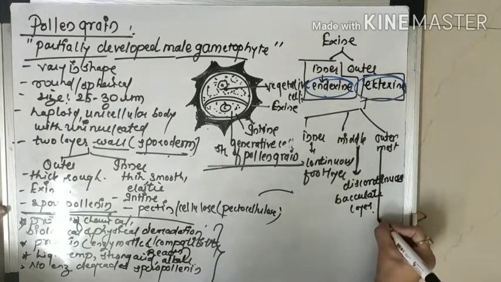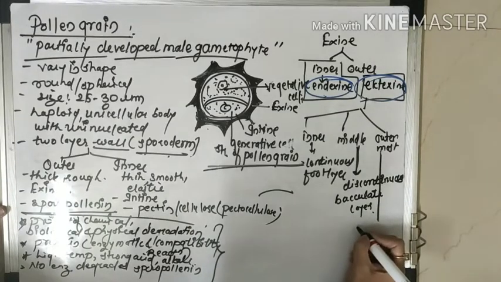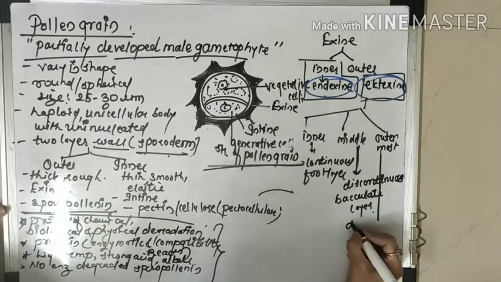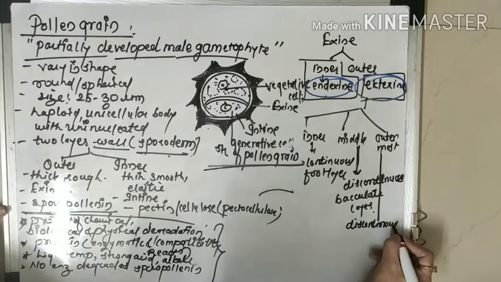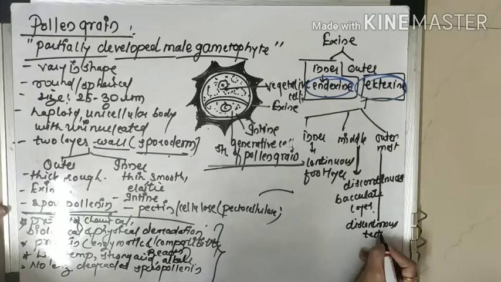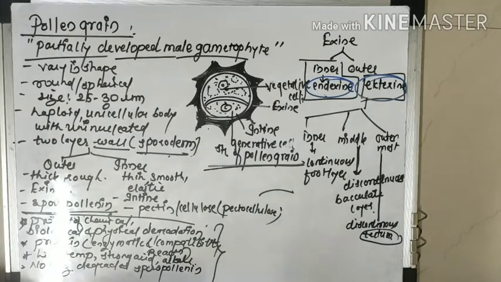And the last is called the outermost layer. That outermost layer is also discontinuous, but it is the tectum. So now this tectum aids identification of the pollen grain. If the tectum is present, it means this is a pollen grain. It is used for the identification of a pollen grain.